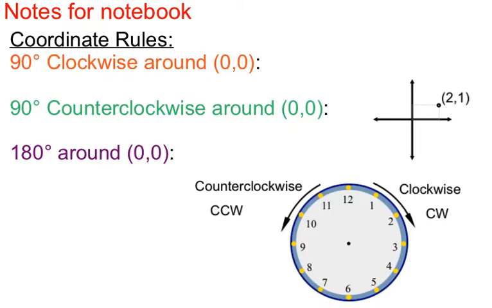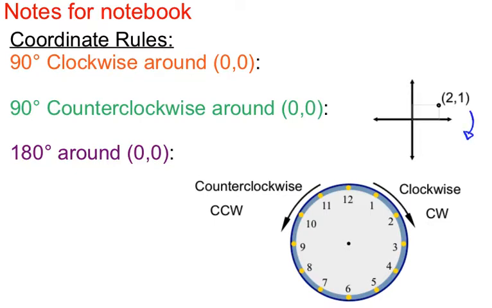All right. This needs to go in your notebook. After I go over everything on this page, if students are not done copying down the notes, pause the video for a little bit. So underneath what we wrote earlier, write coordinate rules. 90 degrees clockwise around 0, 0. Now clockwise, I recommend drawing this picture over here as well, because it is going to help you figure these out. In fact, if you forget them later, you can always redraw this picture.